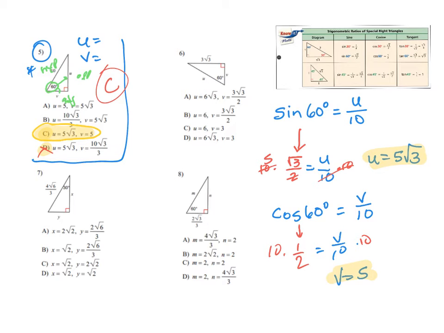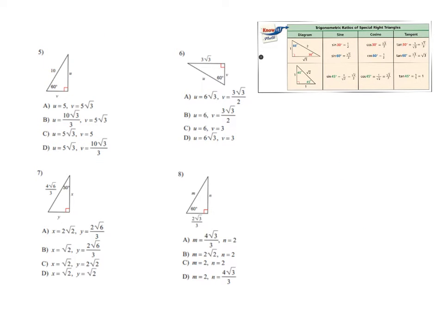Let's go ahead and attack number 6. So on this slide, I will solve number 6 here. And I start by identifying my angle again. So 60 is right here. The opposite side is the 3 square root of 3. The adjacent side is the v, and u is the hypotenuse. So if I want to solve for u first, I'm going to do the sine of 60 degrees is opposite over hypotenuse. So that's going to be sine 60 equals 3 square root of 3 for the opposite over u, which is the hypotenuse.